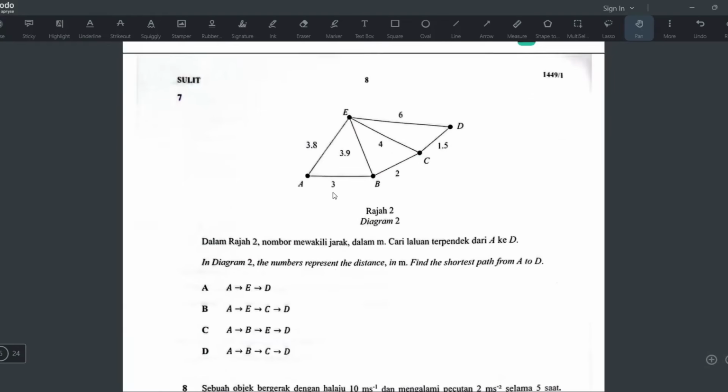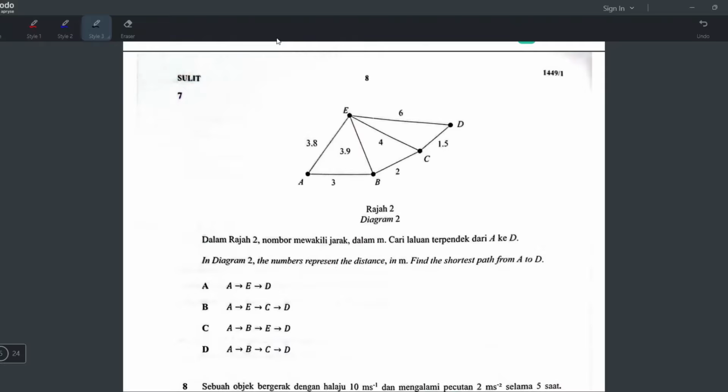Alright, that's all. Okay, 7. Just by this diagram, you know it's a graph theory question from form 4 chapter 5. Dalam bahasa Melayu, rangkaian dalam teori graf. Okay, in diagram 2, the number represents the distance in meters. So it's a weighted graph lah, graf berpemberat, and all these values are the distance in meters. So find the shortest path from A to D.